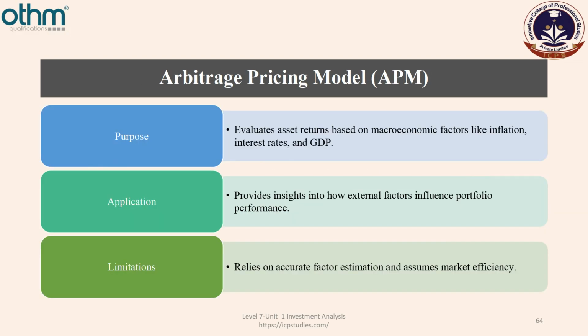Now we have the arbitrage pricing model, APM. Its purpose is to evaluate the asset return based on macroeconomic factors like inflation, GDP, and interest rate. If we talk about its application, then it provides insight into how external factors influence the portfolio performance. If we talk about its limitation, it relies on accurate factor estimation and assumes market efficiency.